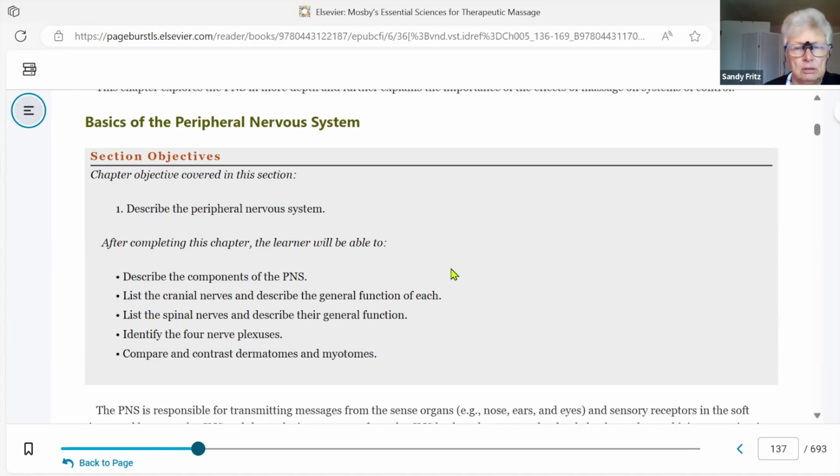In this section, we are going to cover the pieces of the peripheral nervous system, take a look at the cranial nerves and the function of each one. You're going to want a working knowledge of that, but not necessarily a memorization related to the MBLEX exam. One of the ones that massage interfaces with most specifically is the vagus nerve. And the vagus nerve functions with breathing as well as the intestinal tract.